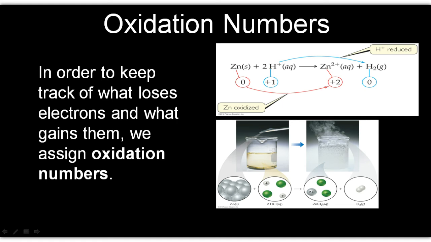So in this little example here, we can look, and we did this a little bit before, at what's being oxidized and what's being reduced. We can see that, for example, zinc is losing 2 electrons, and hydrogen is gaining 2 electrons, based on having 2 hydrogens and getting to hydrogen gas.